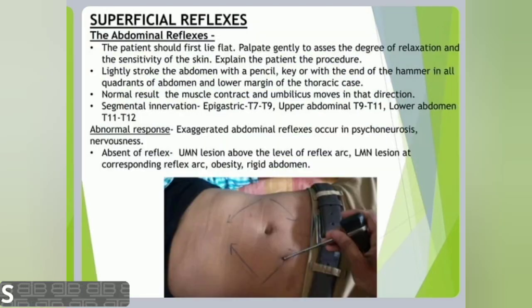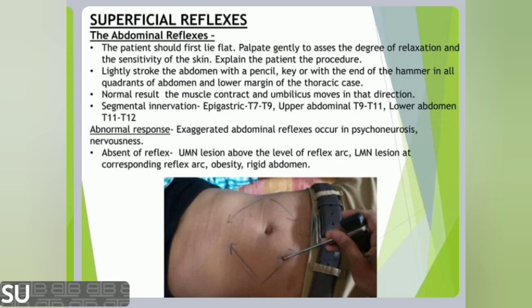Now, see the superficial reflexes. Abdominal reflex. In this reflex, the patient should first lie flat. Palpate gently to assess the degree of relaxation and sensitivity of the skin. As you can see in this diagram, explain the procedure to the patient first. Lightly stroke the abdomen with a pencil, key or any kind of hammer in all quadrants of the abdomen and the lower margin of the thoracic cage. Normal result: the muscle contracts and the umbilicus moves in that direction.